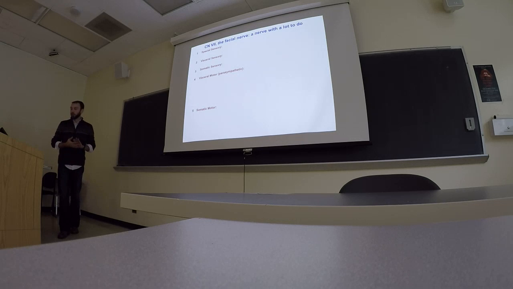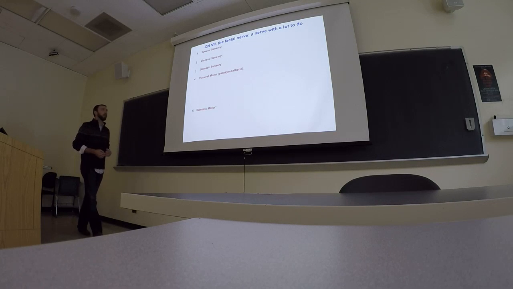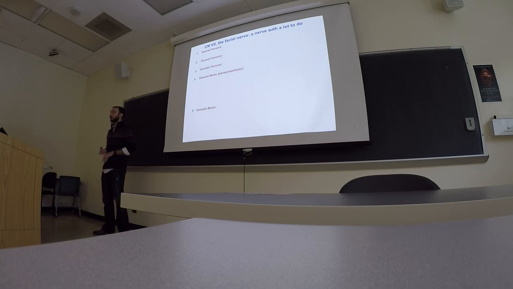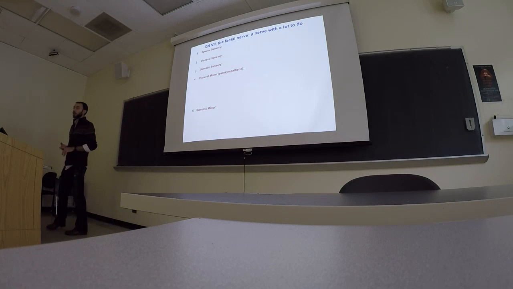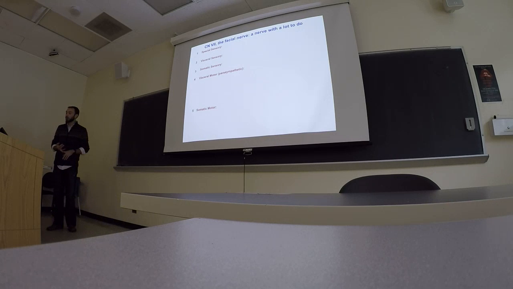All right, so cranial nerve 7 is a nerve that has an awful lot of things to do, which you might have surmised from the overwhelming number of slides that are in this presentation. So we're going to spend a lot of time covering functions of the facial nerve, but we'll spend an even longer time covering pathways of these different functions. So we have 5 different modalities within the facial nerve. It has special sensory, visceral sensory, somatic sensory, visceral motor, or parasympathetic, and somatic motor.